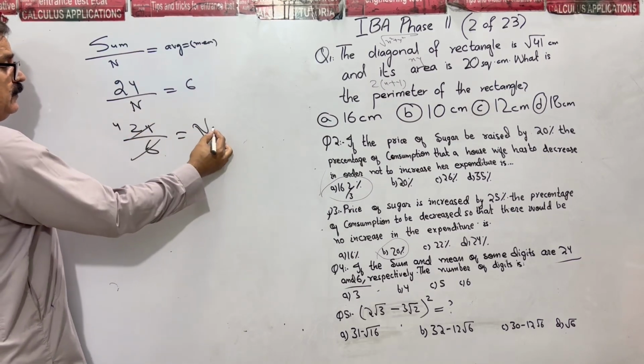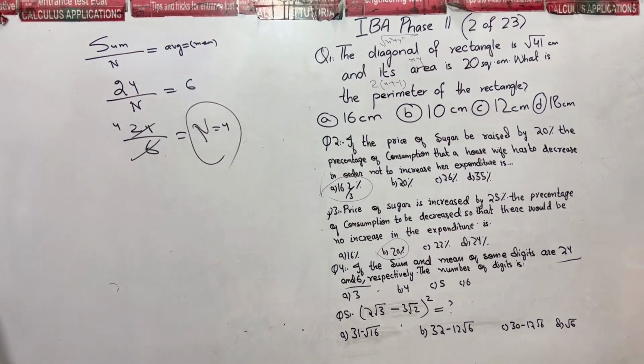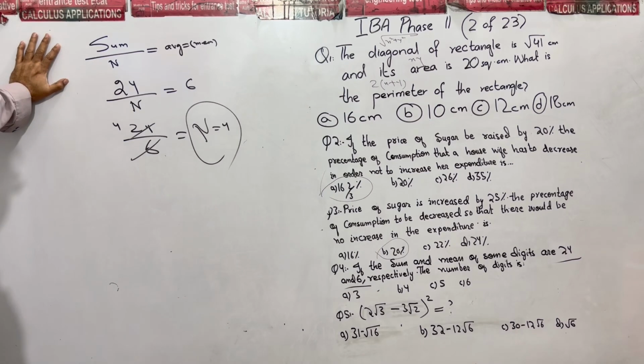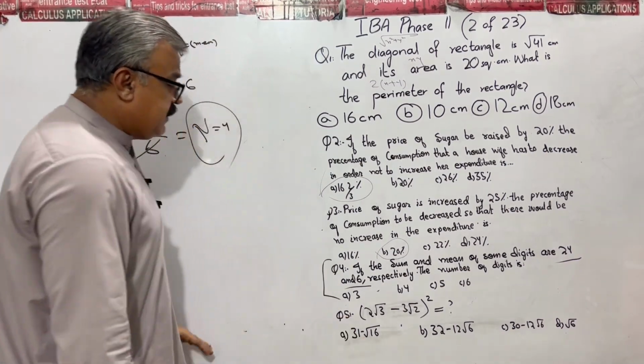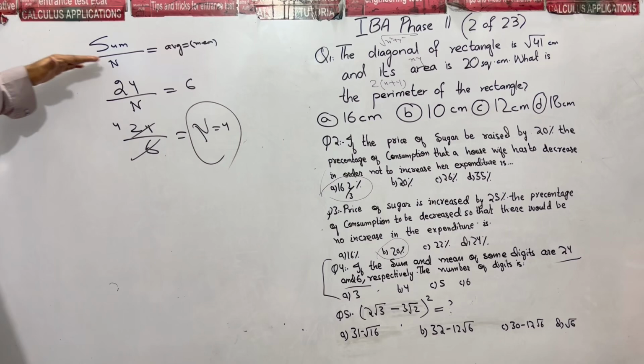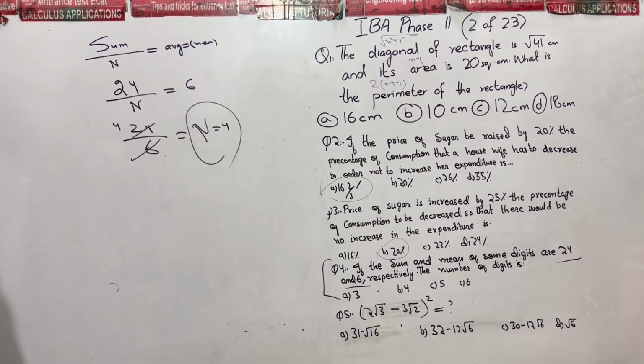6 fours are 24. So the number of digits is 4. Their sum is 24, while their average is 6. A good word problem, simple, based on the average formula. How it has been blended, it's a craft, it's an art. I give credit to the question maker.